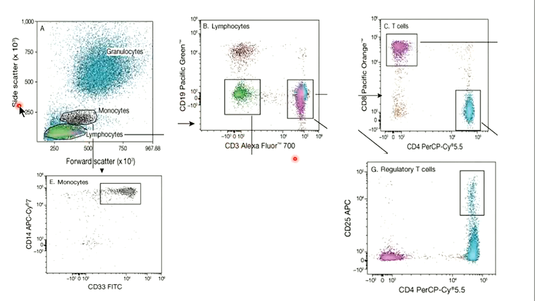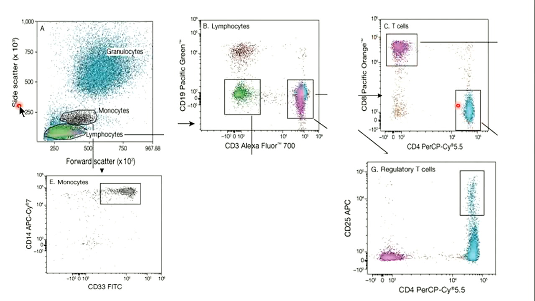What are Alexa Fluor 700 and Pacific Green? These are the names of dyes which are present on the antibodies which bind to CD3 and CD19. So here we are getting the information about how many are T cells, how many are B cells, and how many are negative. Now we move ahead and select the T cells, and in these T cells we analyze how many are CD4 and how many are CD8.